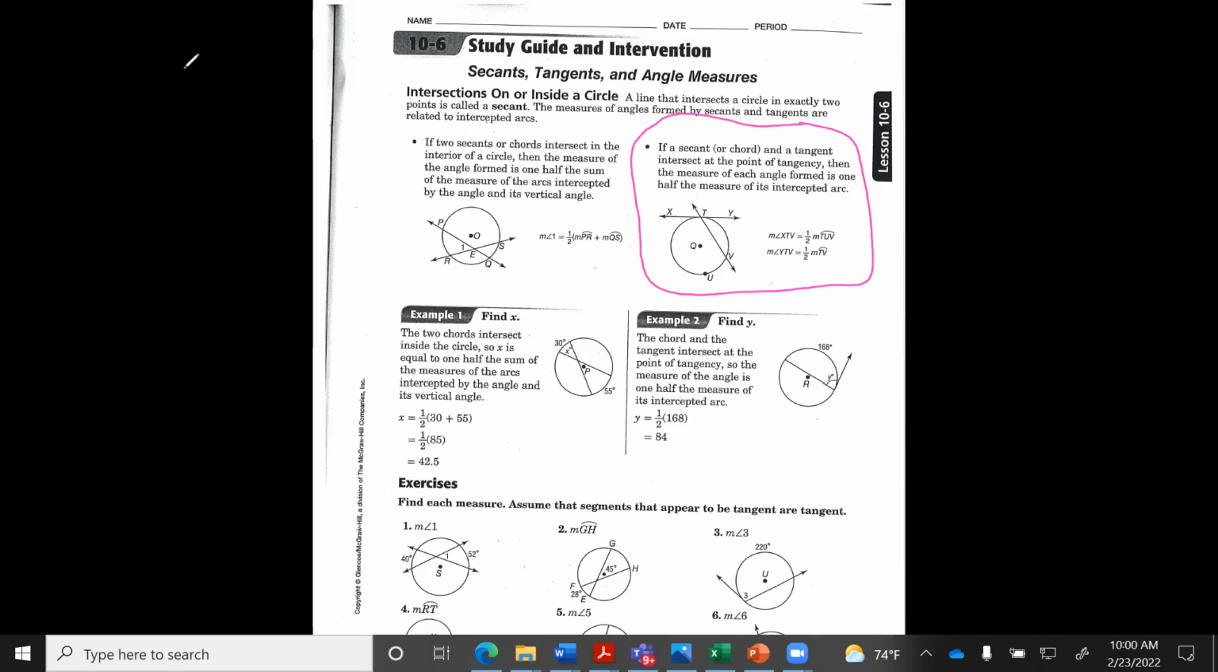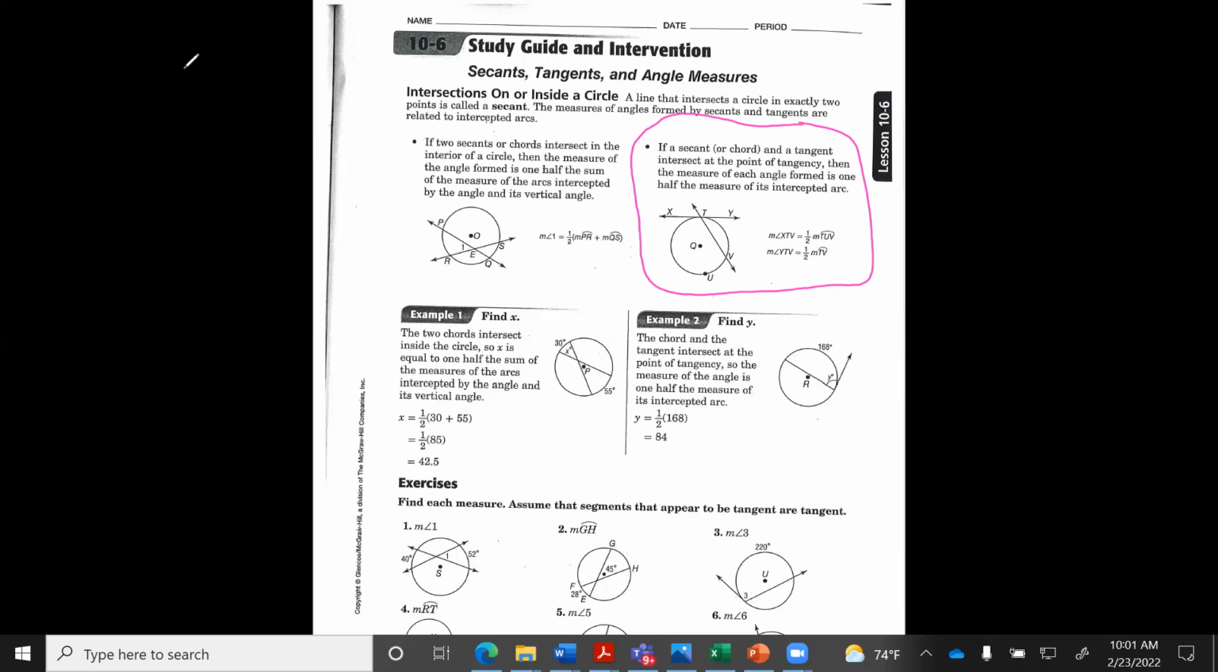Now, these lines are something else that we haven't talked about. We do have a tangent there that we talked about yesterday, but we also have something called a secant. So this line here is a secant. A secant is a line that passes through a circle at exactly 2 places. It could be a line, it could be a ray, it could be a segment, but if it passes through a circle in 2 places, it's a secant.